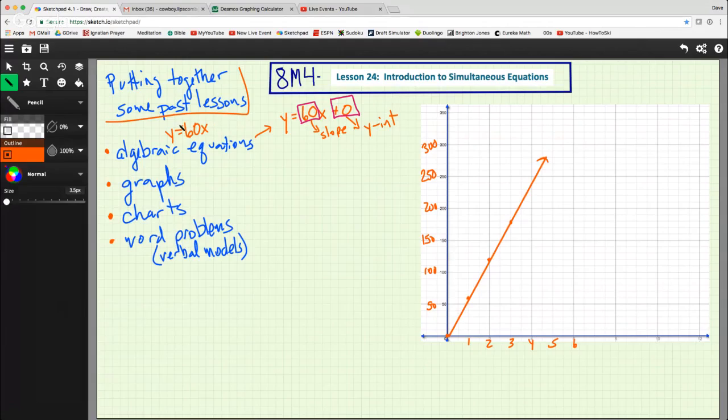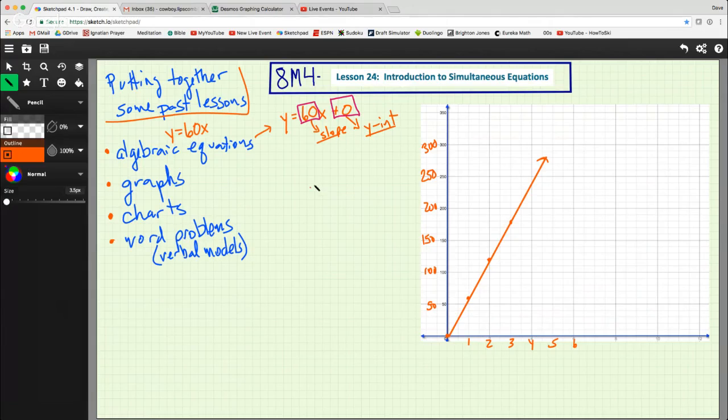And this is a linear equation, right? Because we know that because there's no exponents here or here, there's none there and there's none there, which implies an exponent of 1. And we know this must be linear. And this line, this graph, confirms that it's linear because we have this slope and this y-intercept. We can make a chart out of this.